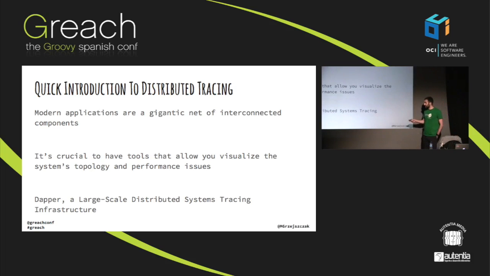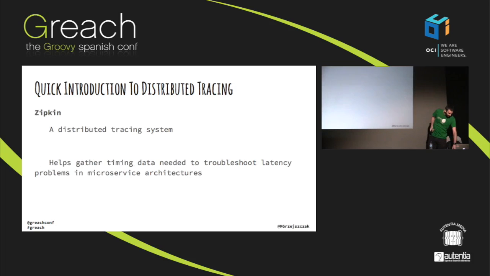So, there is such a thing called Dapper, which is a large-scale distributed system tracing infrastructure. They created that at Google, and there's a very good paper. I advise you to read about this, where they define what kind of problems they had and how they solved them. Especially, I'm mentioning that because in the later part of the presentation, I'm going to use some terminology from the Dapper paper, but I'm going to explain it in a second.